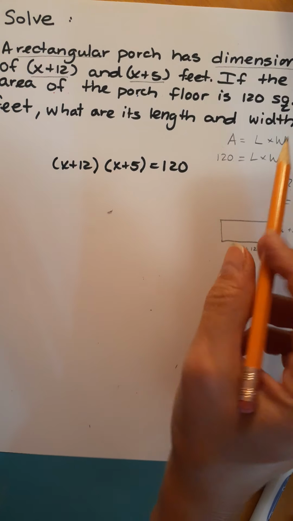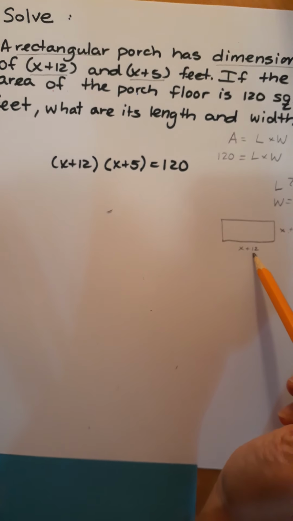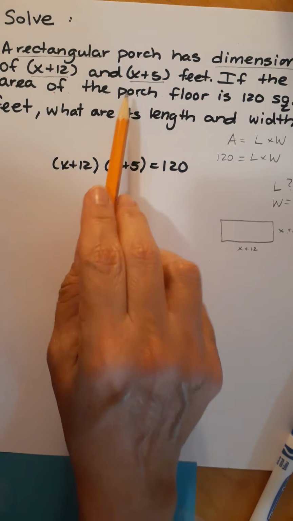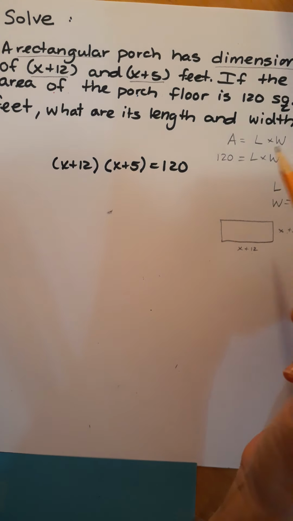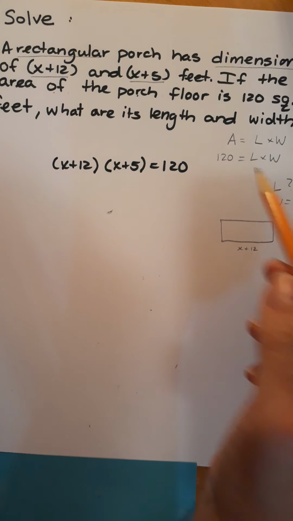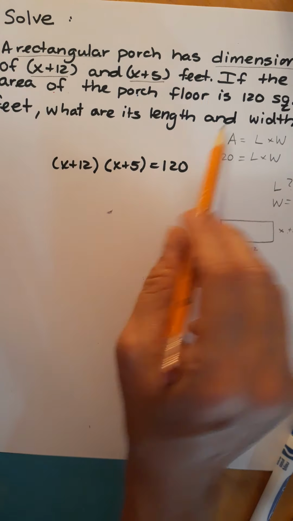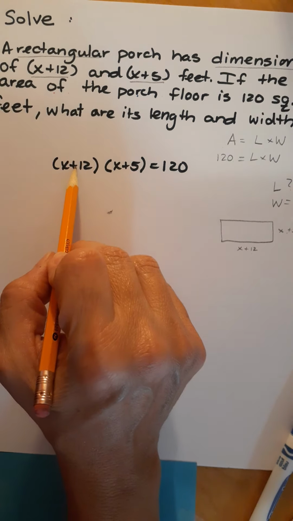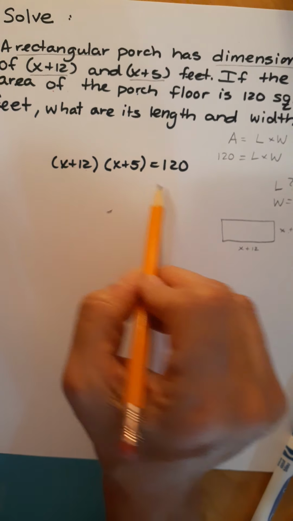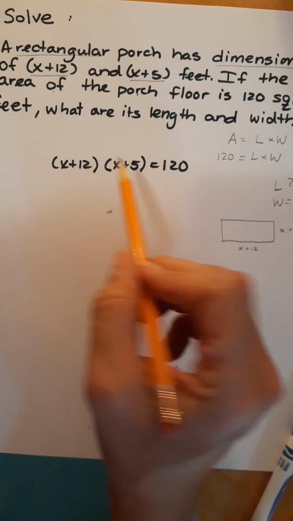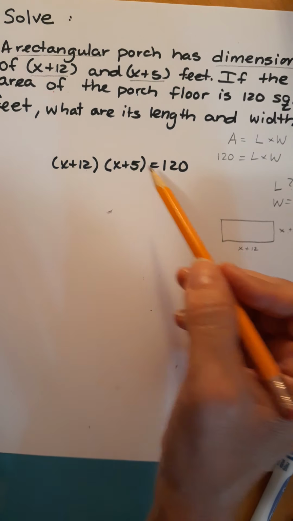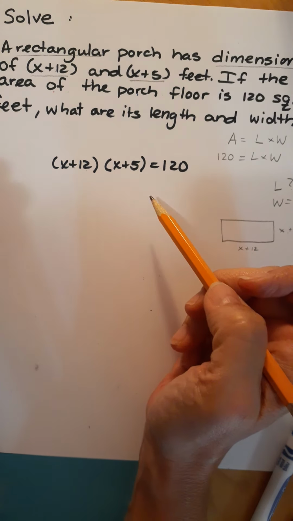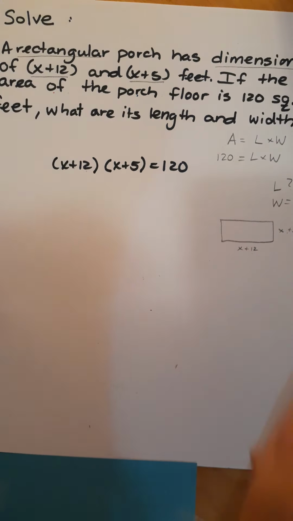Anyway, so I know that the length times the width, whatever it may be, is going to equal 120 because it says the area of the porch is 120. And how do we find the area? Length times width. So we're going to go ahead and write it. The length we're going to say is x plus 12, and the width we're going to say is x plus 5. Because multiplication is commutative, it doesn't matter which one you put first or second. But when you multiply them, they're going to give you the area, which is 120.